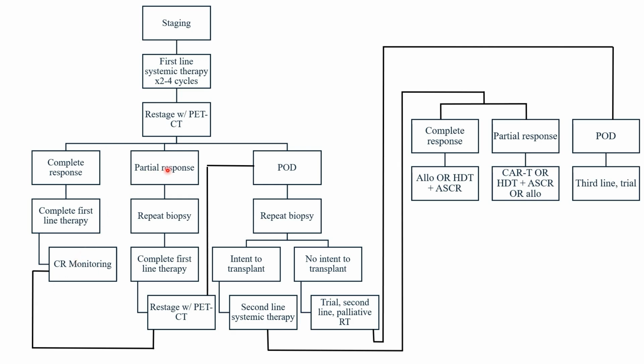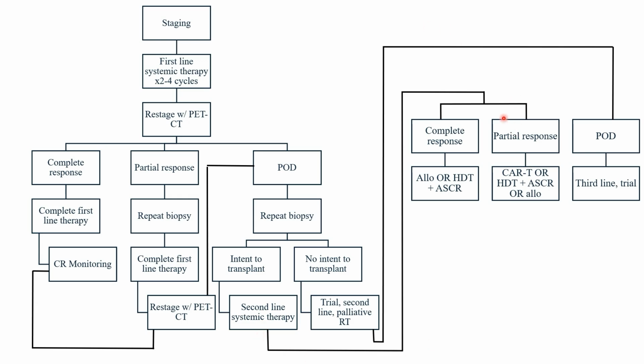Now, if they have partial, you finish first line, you're going to restage them again. And if there's progression of disease or there's not complete response, we're going to go on to a second line. You should have a new biopsy at this point. And this point is where you really need to decide, is this a patient that you want to take to transplant? If they are, you can do a second line systemic therapy. So let's say you did R-CHP, and maybe now you want to do dose-adjusted EPOCH-R. All right, so that's your second line.